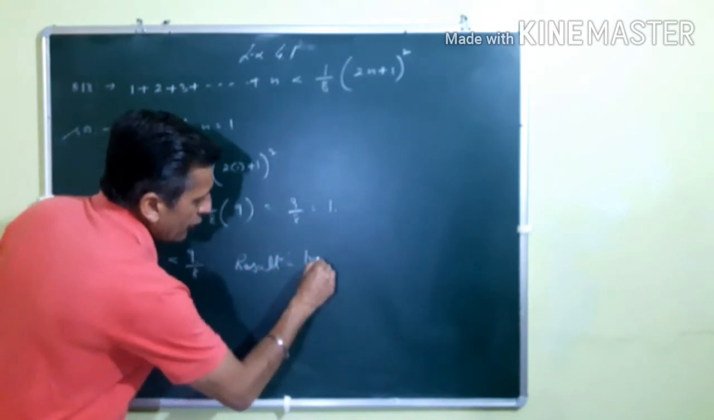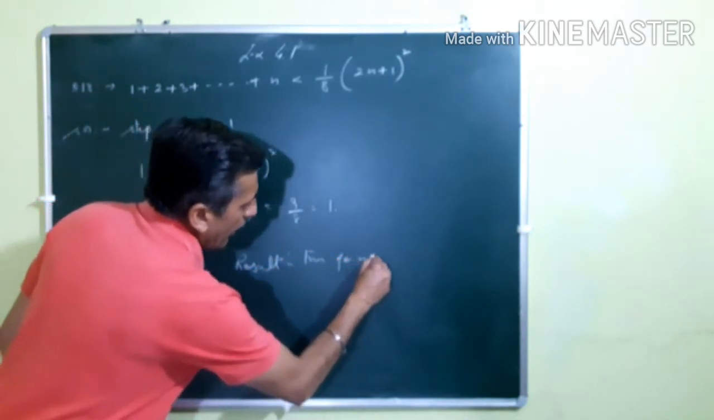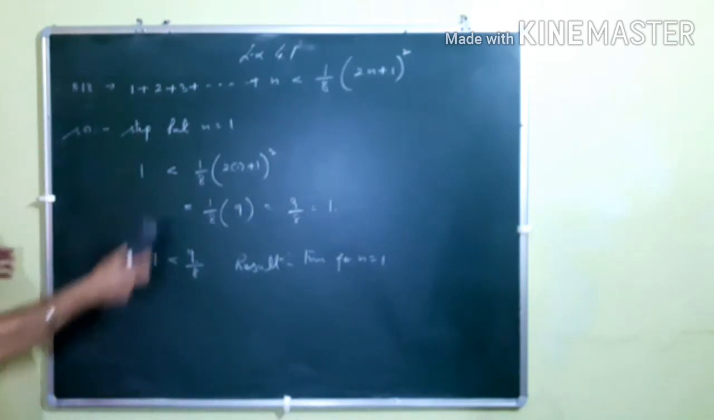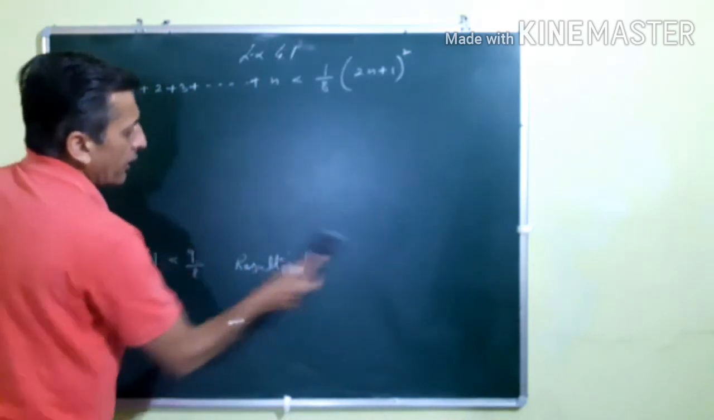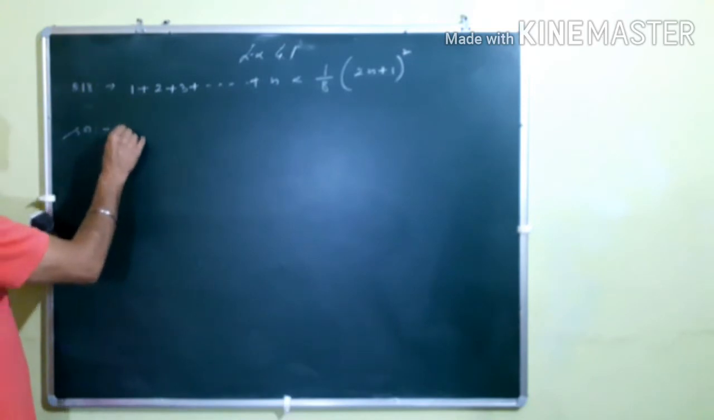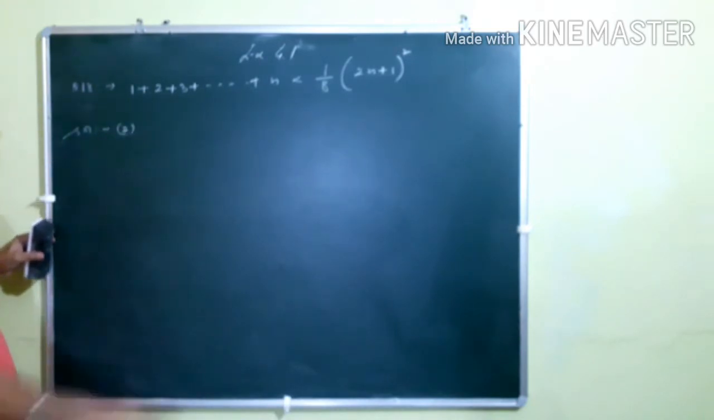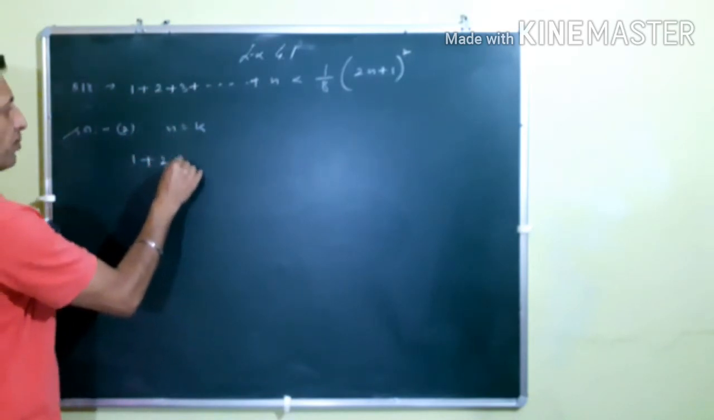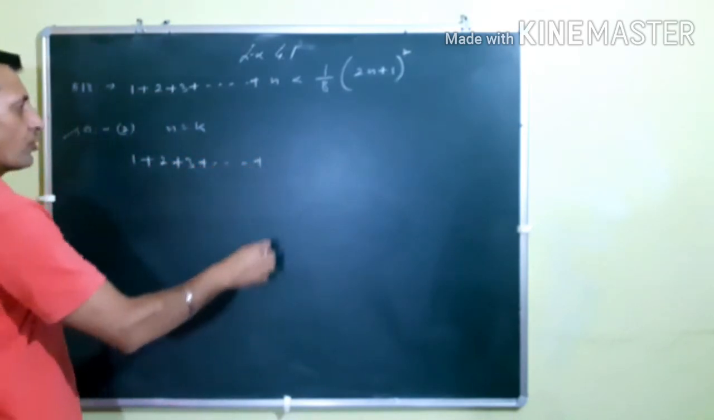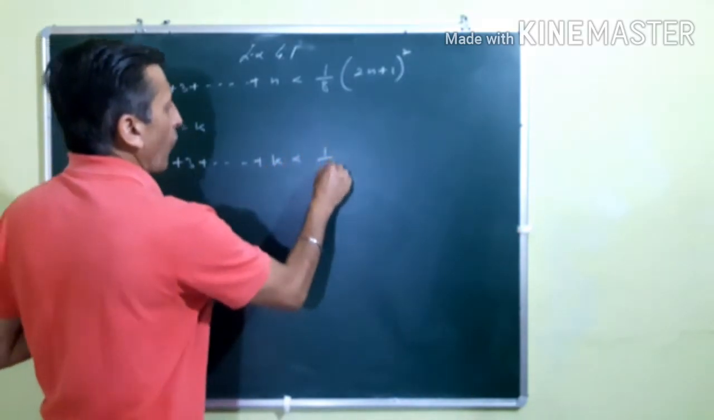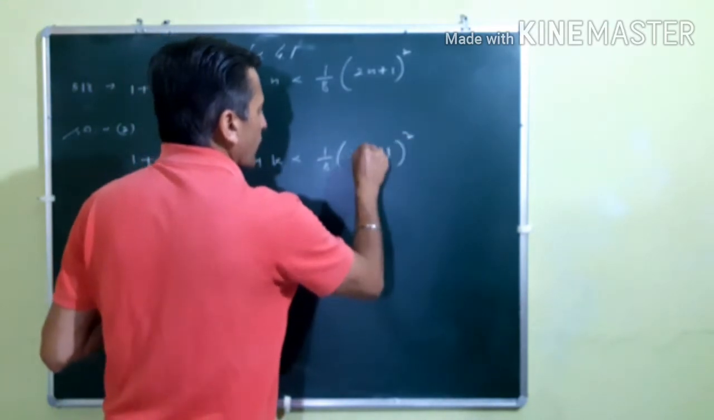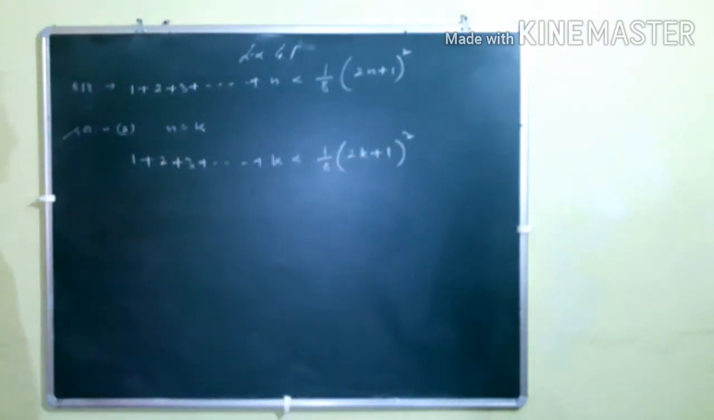The result is true for n equal to 1. So when n is equal to 1, you see that the inequality holds. That means this concept is true. Okay, let us check again. Step number 2, assume that the result is true for n equal to k, means 1 + 2 + 3 and so on up to k is less than 1/8 (2k + 1)². So let us assume that this result is true.